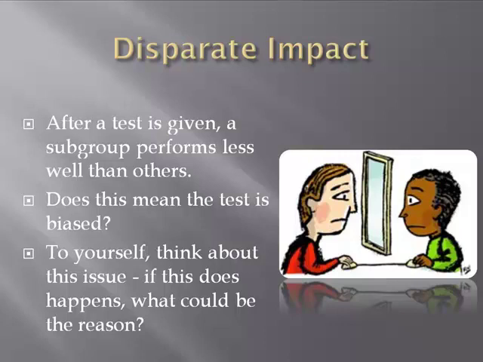All right, so we've talked about the kinds of biases. There's disparate impact when one group doesn't do well. There's the two types of bias when it's either offensive to a group or it puts one group at a disadvantage. Right? So how do we eliminate bias? Well, there's a couple of ways.